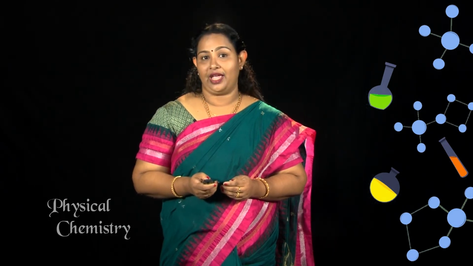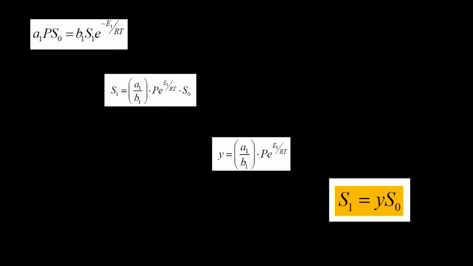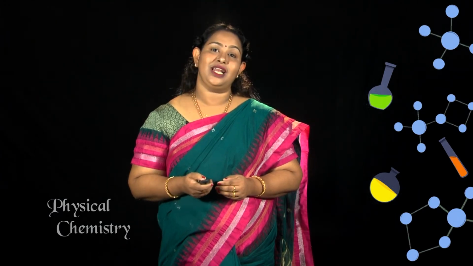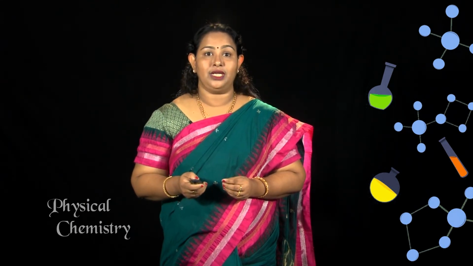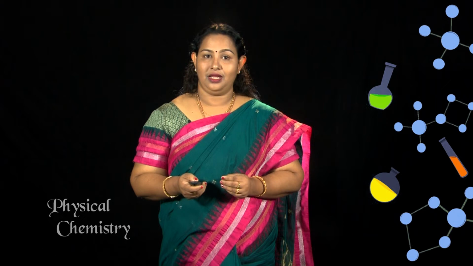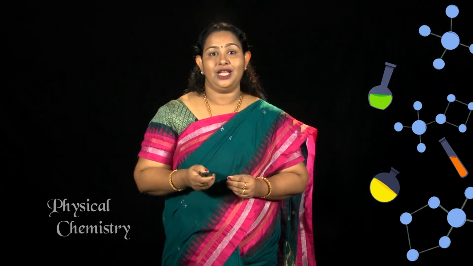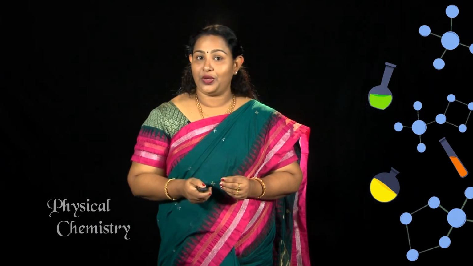We can substitute A1 by B1 into P e to the power E1 by RT, that is equal to Y. Then S1 becomes equal to Y S0. Next, consider the second layer. In the second layer, the rate of adsorption is A2 P S1. The rate of desorption is B2 into S2 into e to the power minus E2 by RT. At equilibrium, the rate of adsorption equals the rate of desorption, that is A2 P S1 is equal to B2 into S2 into e to the power minus E2 by RT.